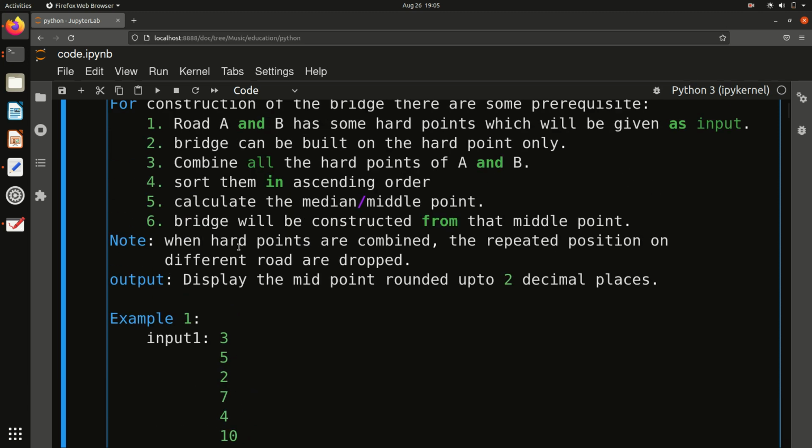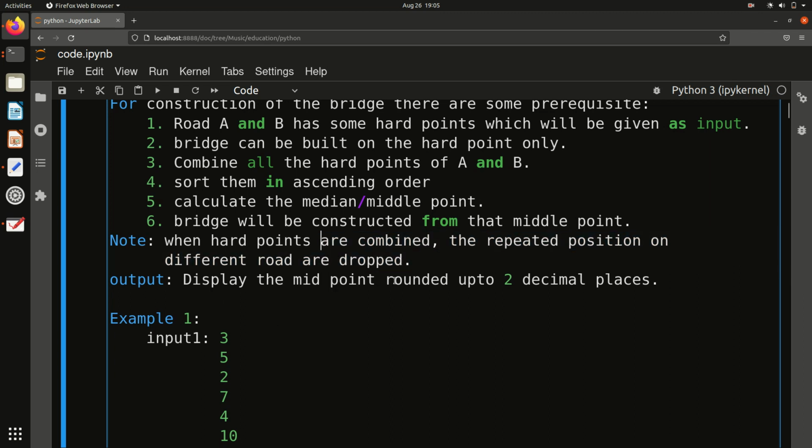But there is one note: when hard points are combined, the repeated positions on the different roads are dropped. It means there should not be any repetition. All the numbers should be unique. This is one more piece of information.